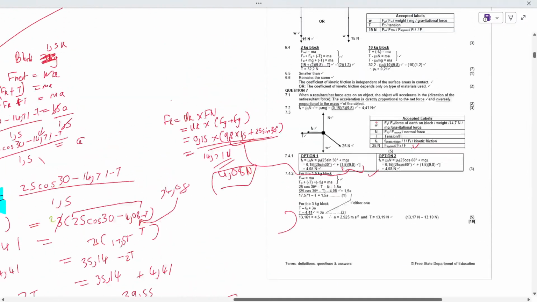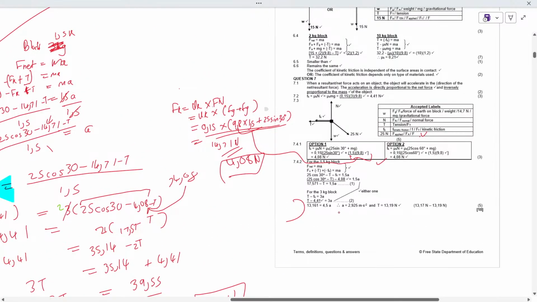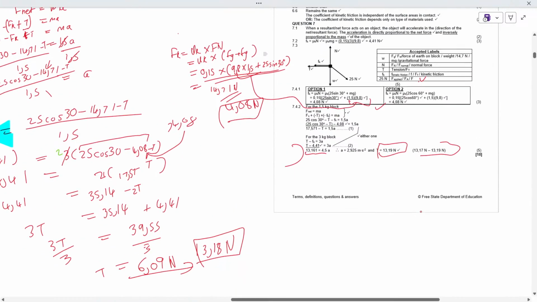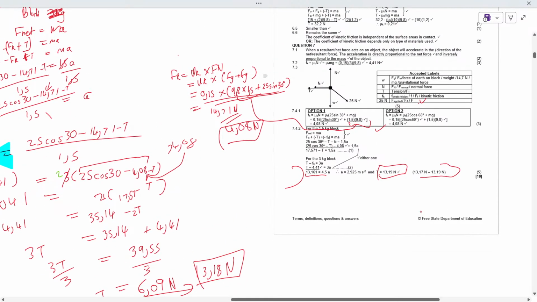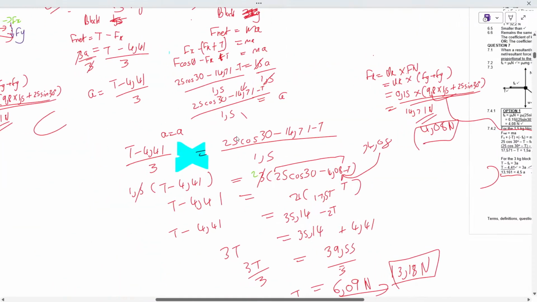The memo says 13,19. Yeah, it's the same thing. It says from 13,17 to 13,19. So it means it's within the range. Yes, the answer that we get is correct. Pleasure.